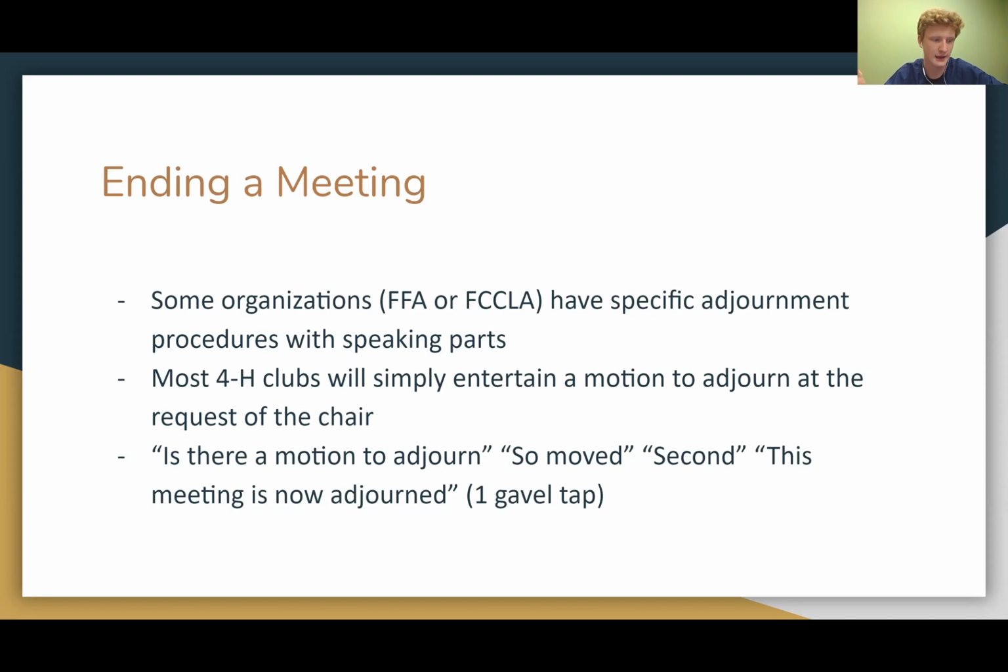Somebody else will second, and the president will hold a vote, and the meeting will be adjourned with 1 tap of the gavel in the same way that it was begun. This is something you can research more and do things differently if you like.